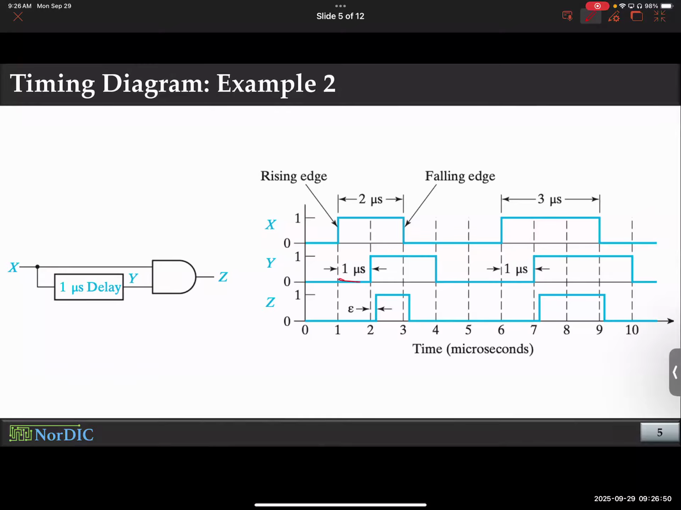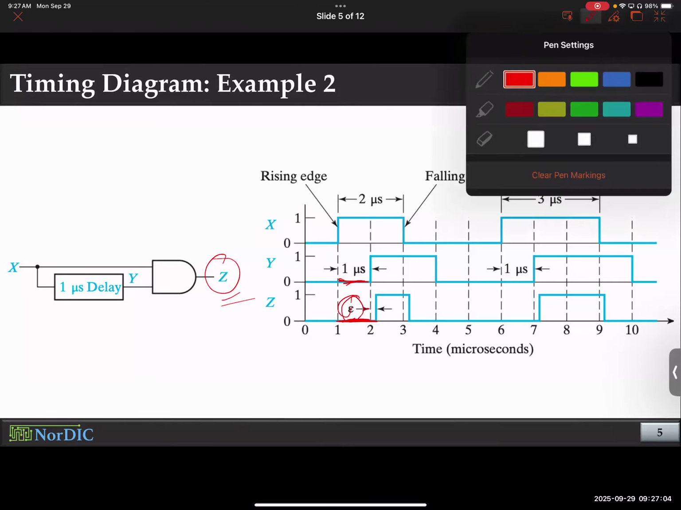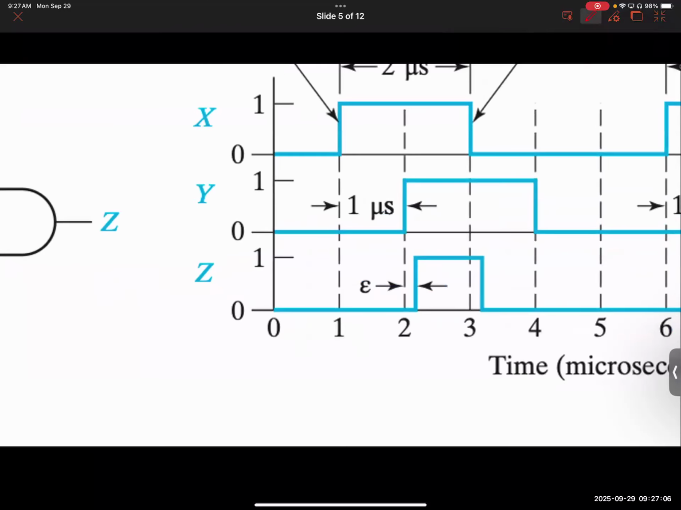So apparently, as you see, because of this delay, your final output Z starts showing some weird results. And again, before I talk about this, let me clarify. This epsilon is, let me zoom in a little bit. Can you see this now? Okay. So notice, what is the difference here? This is the difference between the Y transition and the final Z transition.